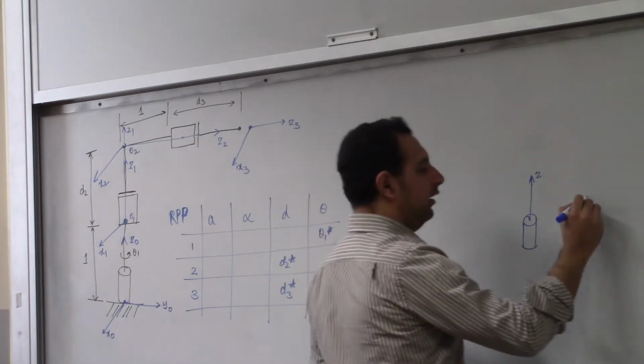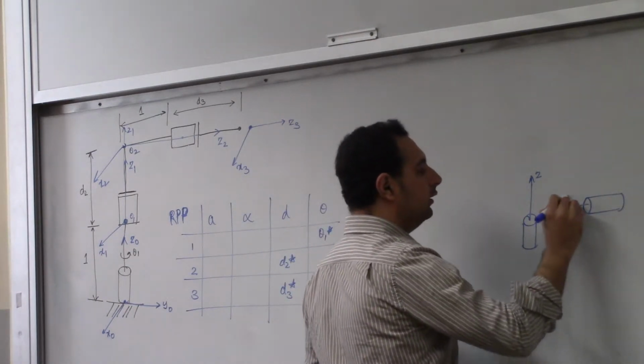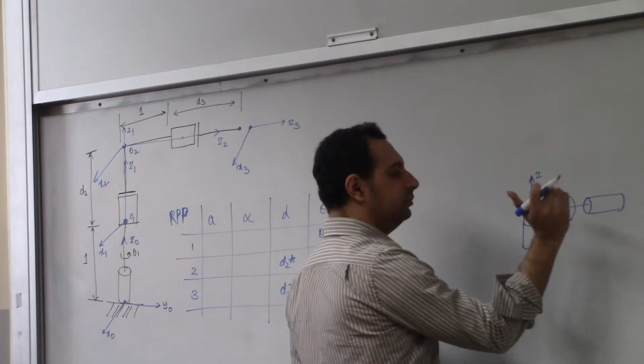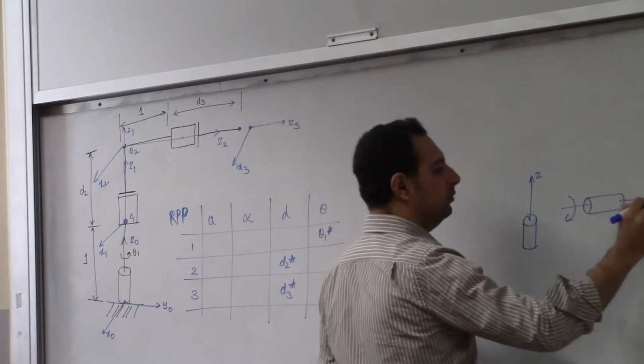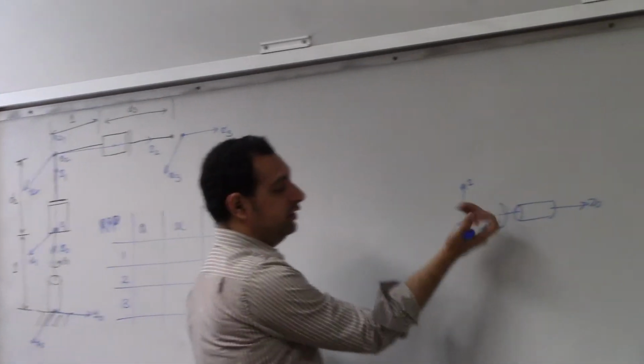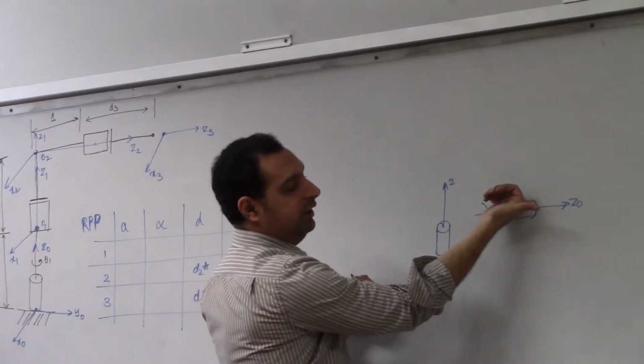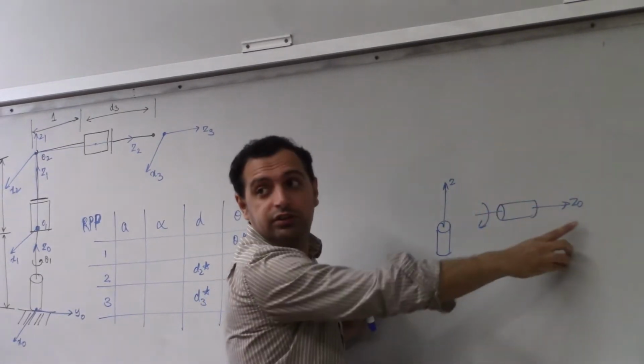So if I have a joint like this that rotates like this, this is my direction of rotation, so this will be the axis, because I'm rotating like this. The curl of the fingers represents the direction of rotation, and this is the positive direction of rotation.